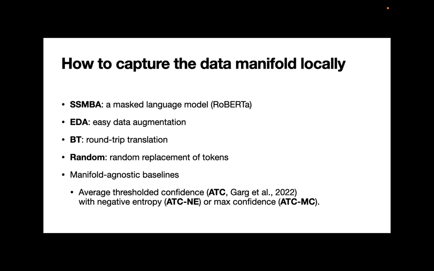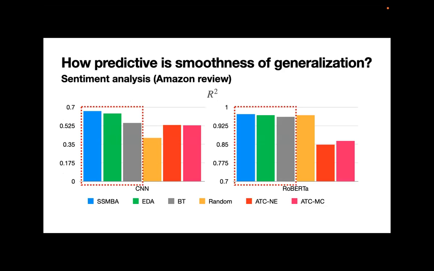One thing we want to know is whether the local data manifold matters. What if it doesn't matter? What if just a random perturbation is fine? So we tried all this, and we also used some of the latest manifold-agnostic baselines, such as ATC, average thresholded confidence. Looking at sentiment analysis classification, the linear correlation coefficient is super high, it's 0.7. This one actually almost won with RoBERTa.